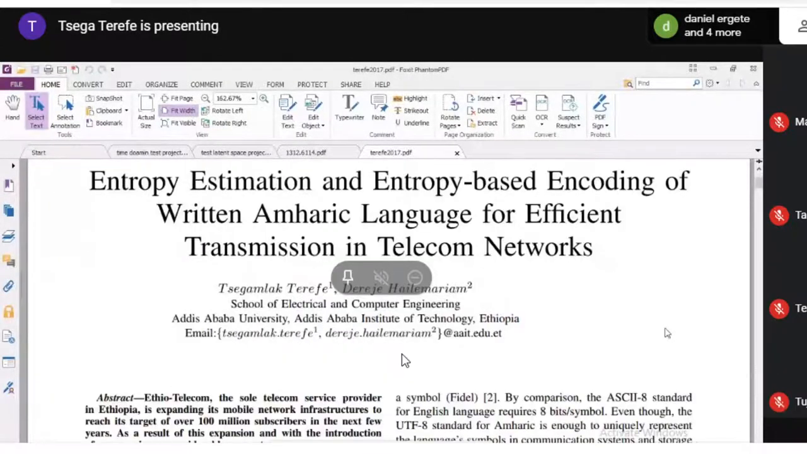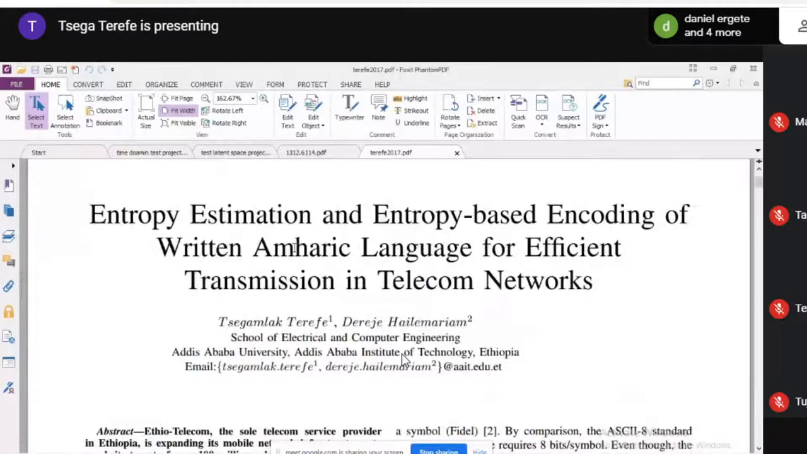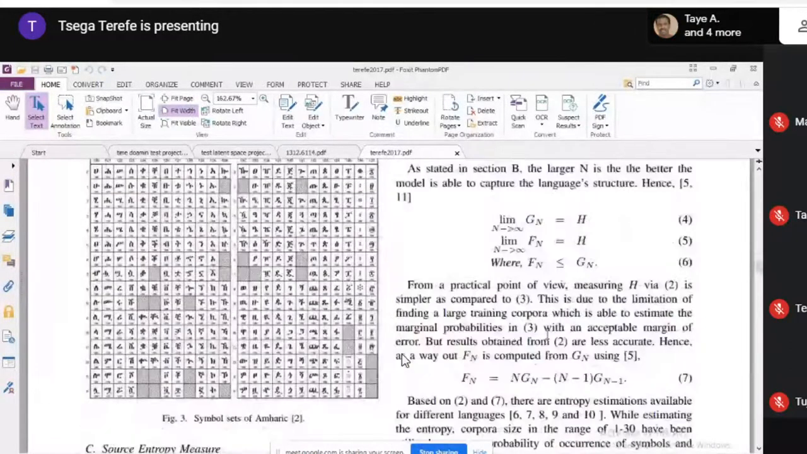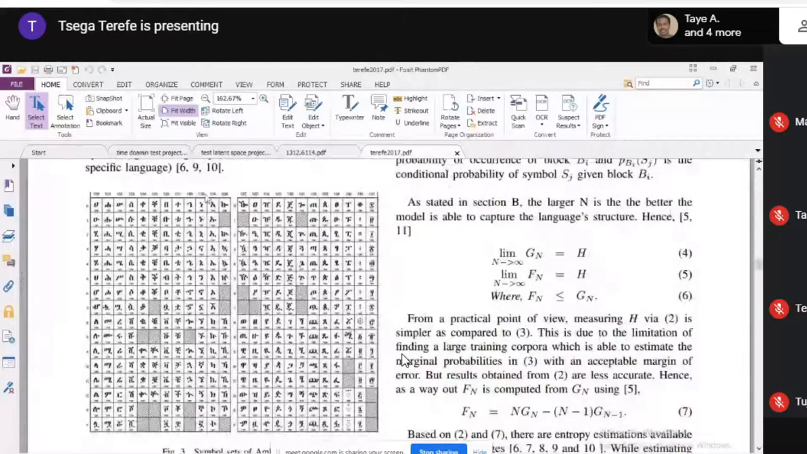proceedings. And in this paper, what we did is we evaluated the entropy of written Amharic and its efficient transmission in telecom networks. So as you know, written Amharic is a digital source, right? So you have a set of symbols, such as this one, right? So you are trying to transmit these symbols in a digital format. You can say, for instance, you are trying to write an email or you are trying to transmit an SMS.